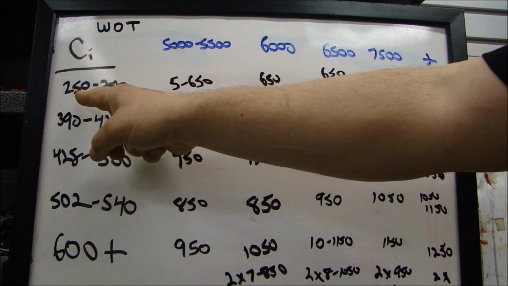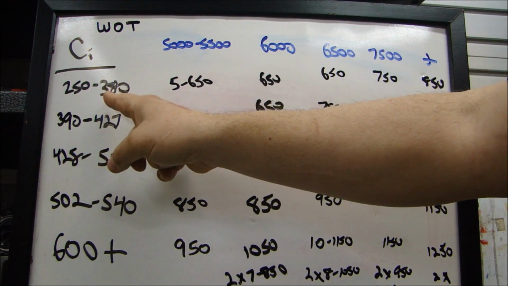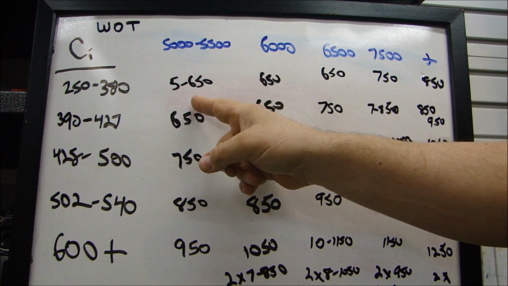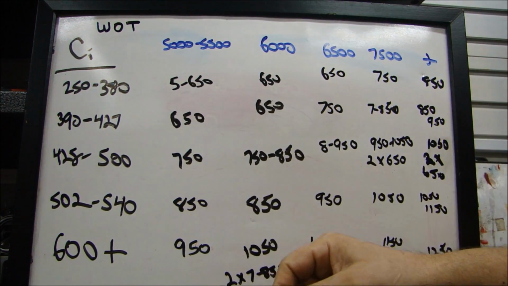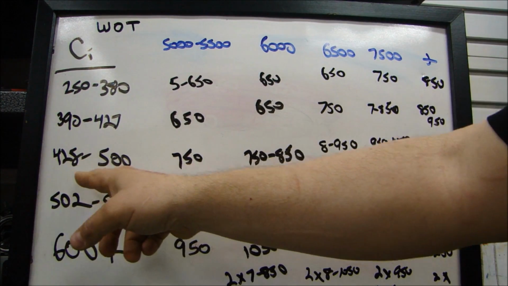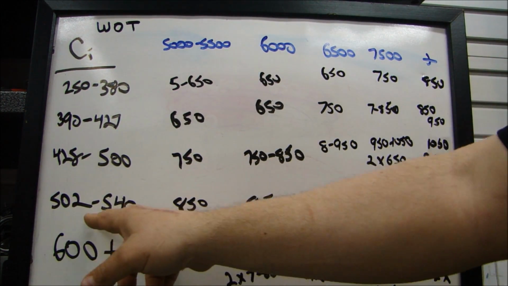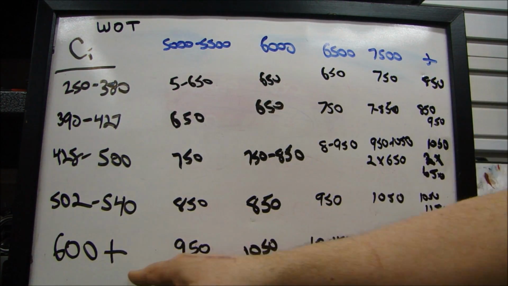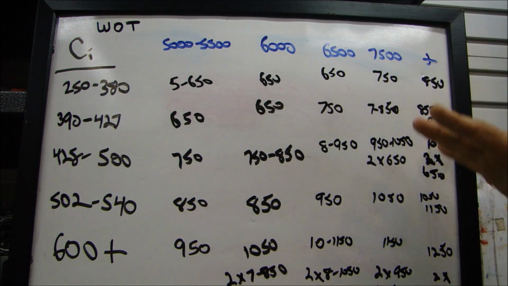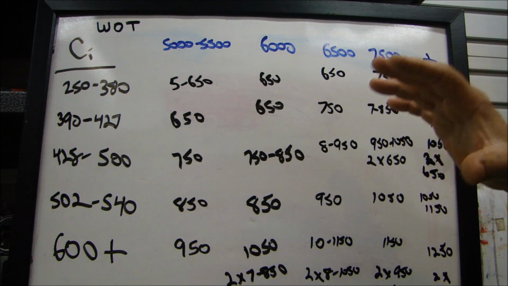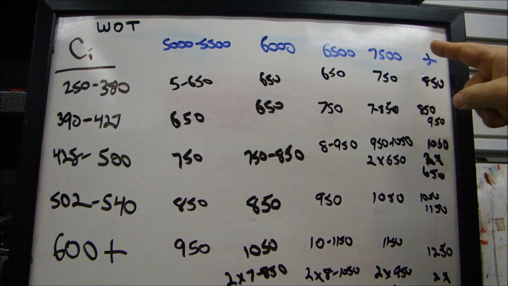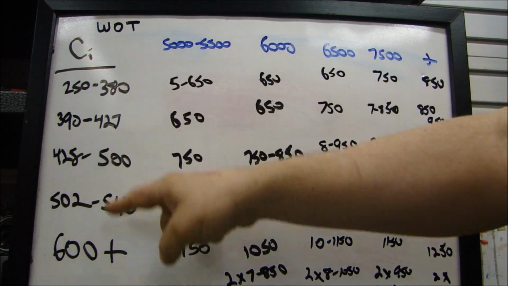Okay, and here's your cubic inches. We have 250 to 380 cubic inches. If your shift point is between 5,000 and 5,500, you want a 500 to a 650. And going down, a 390 to a 427, 650, a 428 to 500, 750, 502 to 540, and 850, and at 600 plus, you're going to want a 950. And you can look at this chart. I'm not going to read all the numbers to you, but basically, this is how you would start with your carburetor size based on the shift point RPMs of the vehicle when you shift, and the cubic inches.